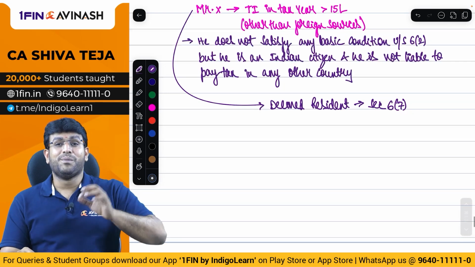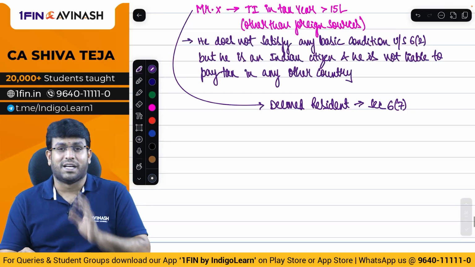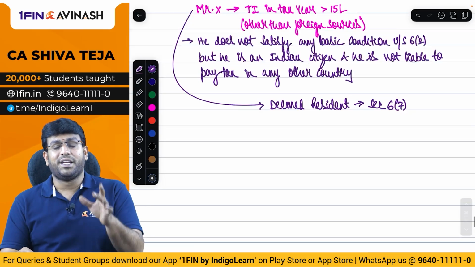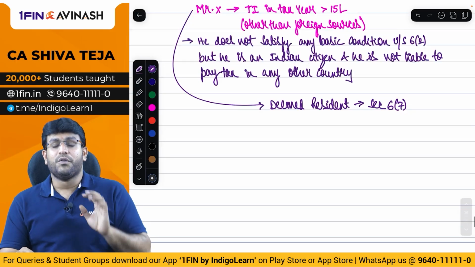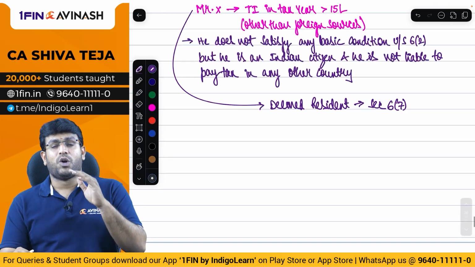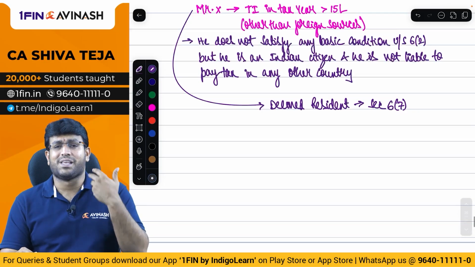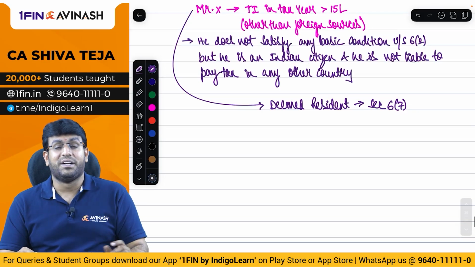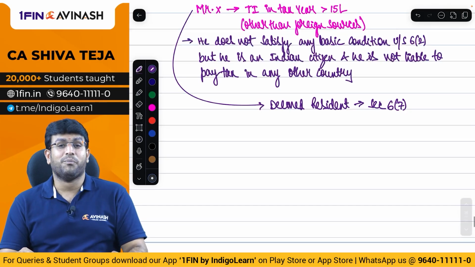Clear, friends? So the deemed resident concept will come only when all the following conditions are satisfied. Number 1, the person is an Indian citizen. Number 2, his total income other than foreign source is more than 15 lakh rupees. Number 3, he is not liable to pay tax in any other country by reason of residence, domicile, or any other reason, whatever it is. That's the story of deemed resident. Very interesting, very important.